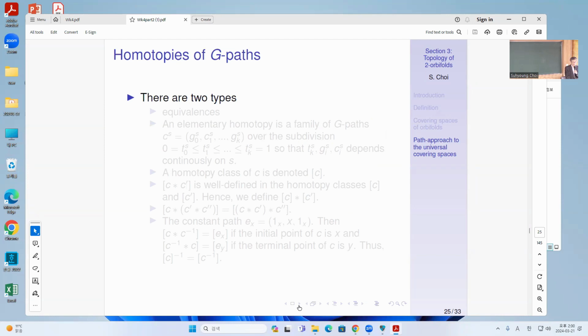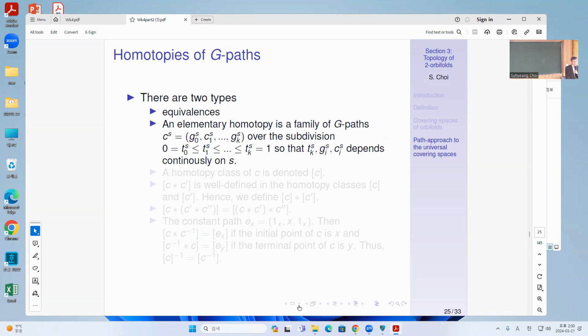And then finally we can do the homotopy. So homotopies are just equivalences, and the elementary homotopy is a family of G paths over the subdivision, so that the T, S, K, G, I, S, C, I depend continuously on S. So you just have to move these things continuously in S, the homotopy. But of course, they have to be paths, so they have to always match up. Okay, and then the homotopy class is denoted by C. And so this will generate an equivalence relation.